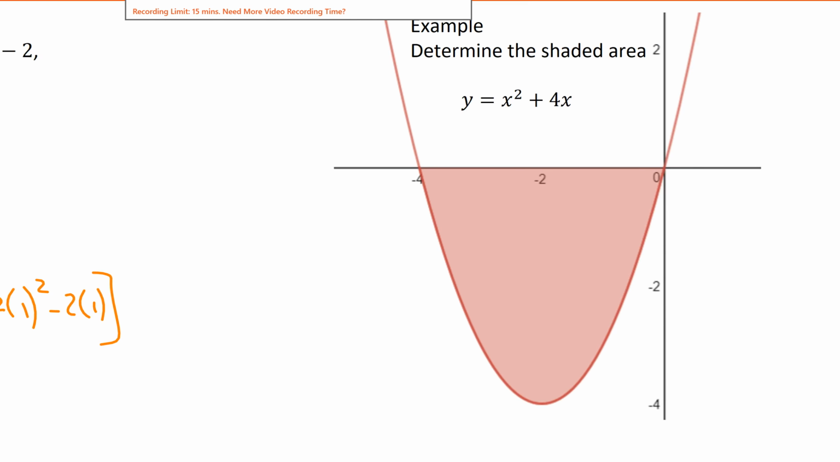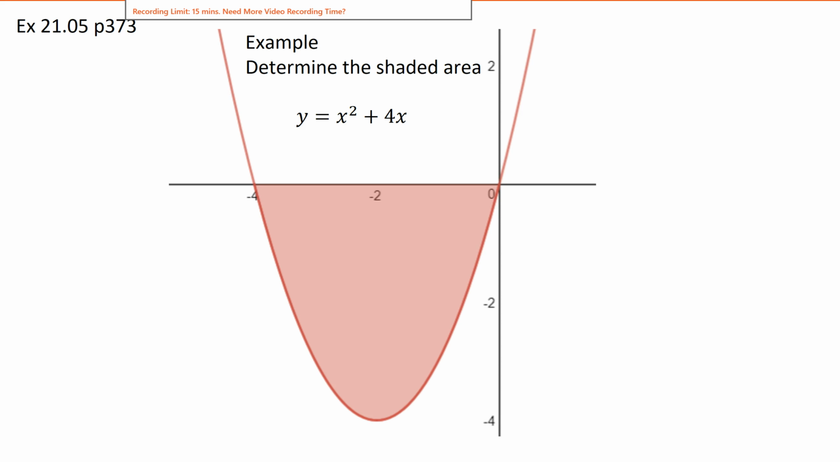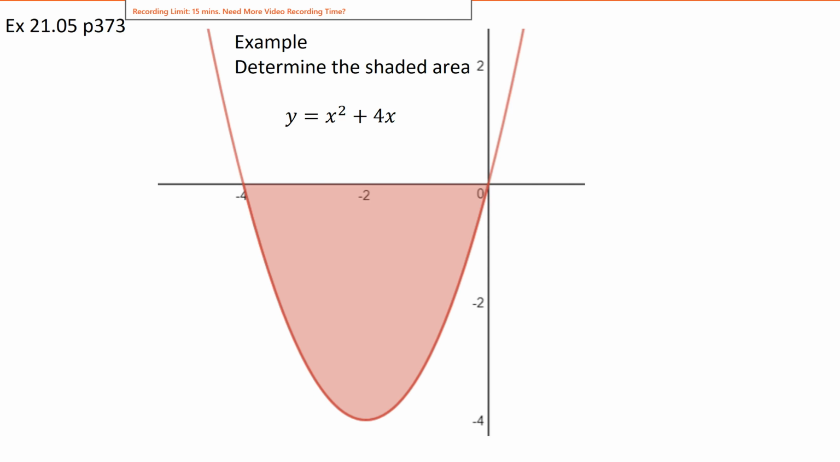So this one here, determine the shaded area. Give you a little bit of time to have a crack at that. Don't think I am playing a trick, but so that we're talking about the shaded area. We're trying to find the area. What we're going to do is integrate x squared plus 4x with respect to x. That's what we're trying to do, eh? Between where? 0 and -4. Right, so do that. That's going to become x cubed over 3 plus 2x squared.